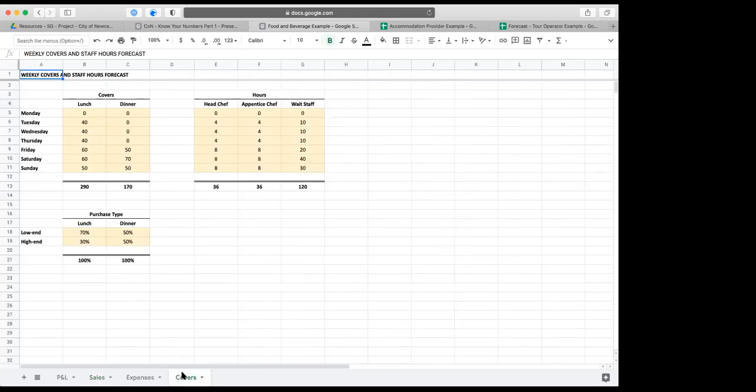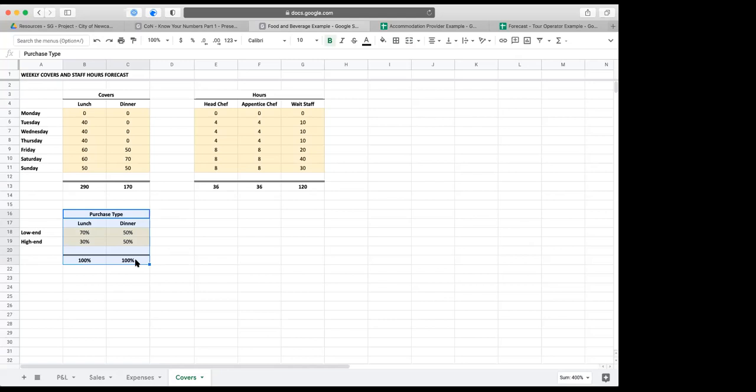In this tab, we forecast the number of covers for lunch and dinner, Monday through to Sunday. We can see, for example, that the cafe is closed on Monday, okay, and also closed for dinner Monday through Thursday. We also forecast what percentage of covers purchase low or high-end meals at lunch and dinner. That's the purchase type down the bottom here. These numbers are used to determine the total covers for the four categories we just saw.